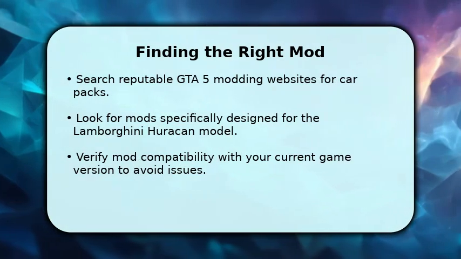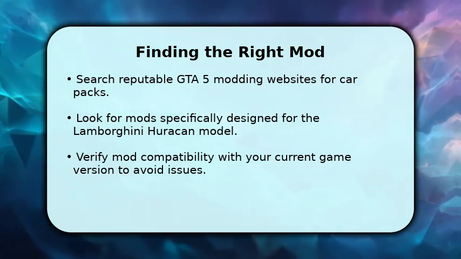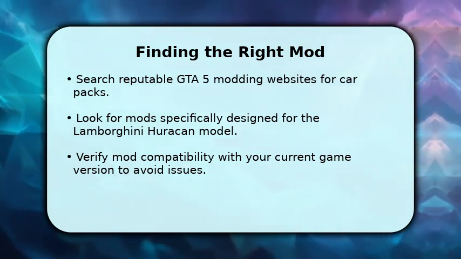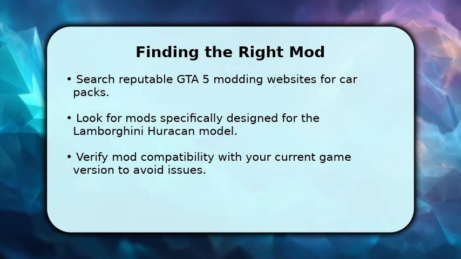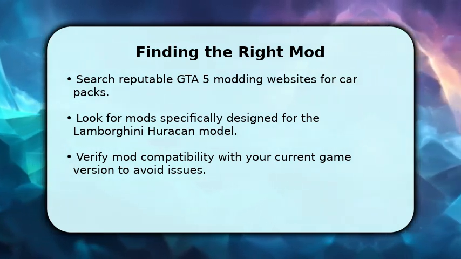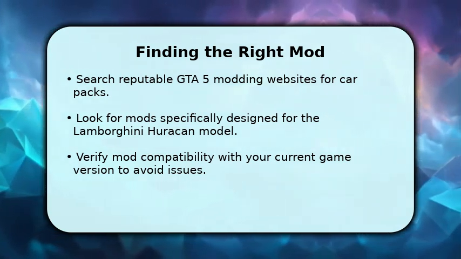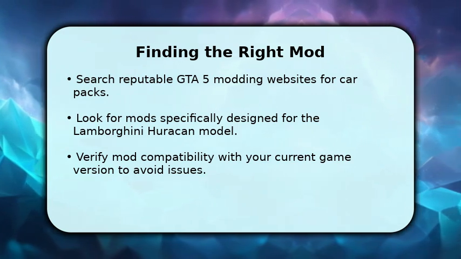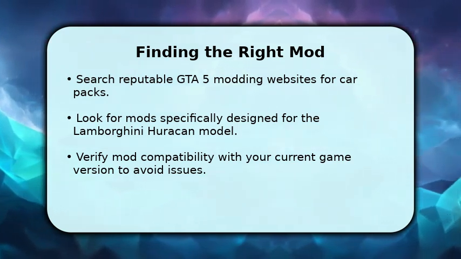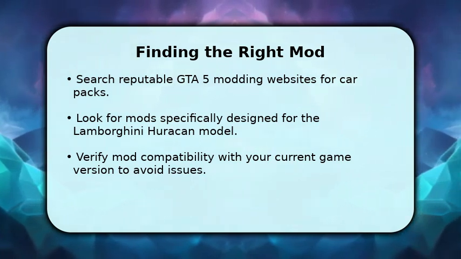Finding a good Lamborghini Huracan mod is your first step. Head to well-known GTA 5 modding communities online. These sites often host a wide selection of vehicle modifications. Always check the mod's description for compatibility with your game version and look for positive feedback from other users. A high-quality mod will usually have clear installation instructions and a good reputation within the community.